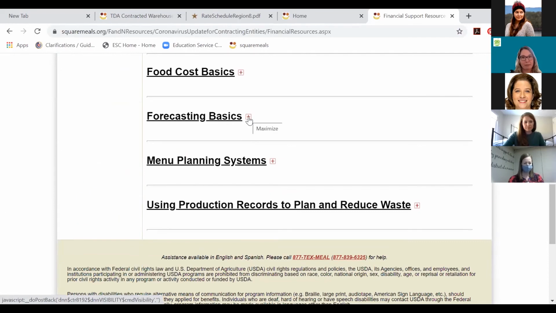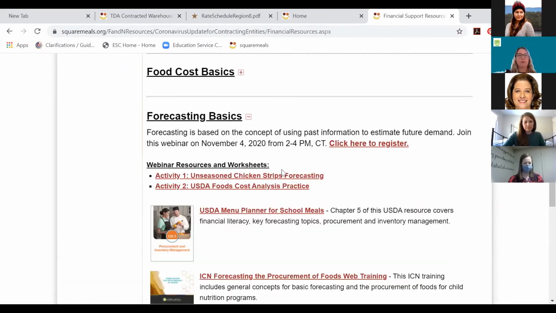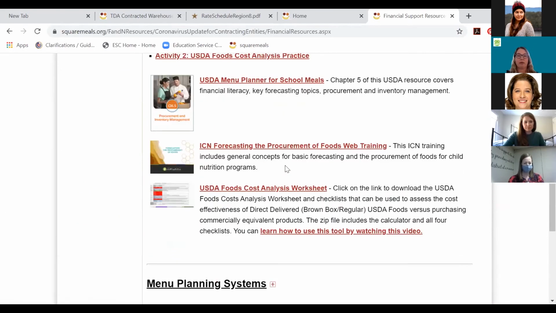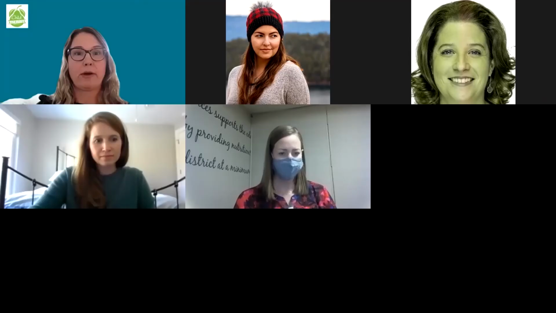So we're here on forecasting basics, and we've got some resources, and then we're going to go down, and here's our cost analysis worksheet. We would click on this, and it's going to pull up that zip file for us, and we can pull everything down and save it on our own desktop. So I'm going to navigate over to the spreadsheet now. I have a live version of it.